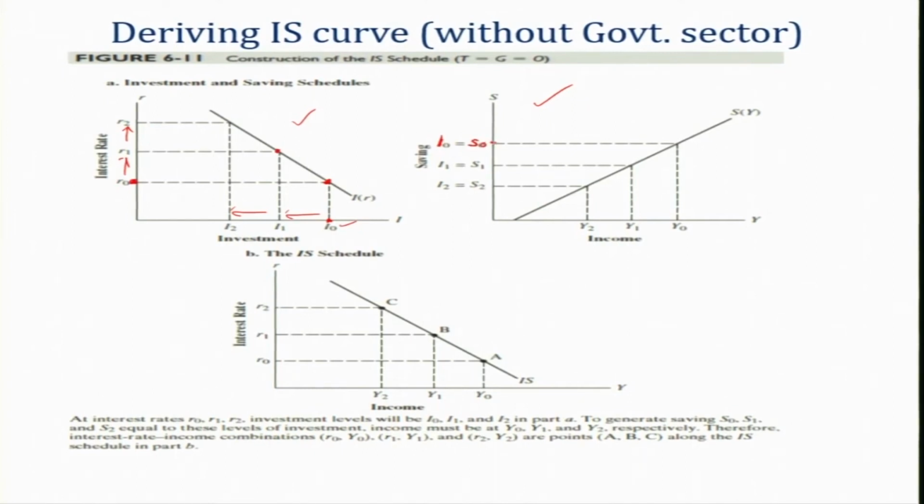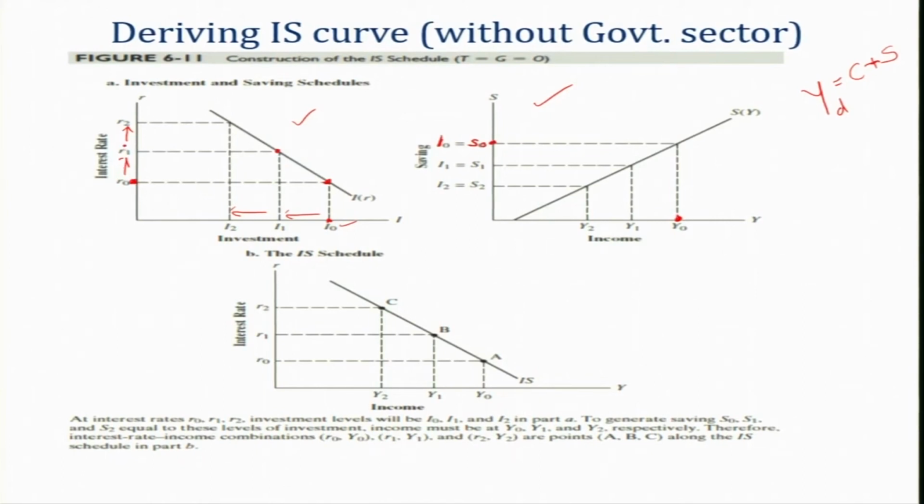So this S naught saving requires this much income, right, because total income is equal to C plus S. Total income here we can put, that means disposable income. So C plus S we can put here. So this much income is required. That means in order to generate this much saving, in order to finance I naught investment, Y naught level of income is required. So the second diagram shows that S naught saving is possible through Y naught level of income.